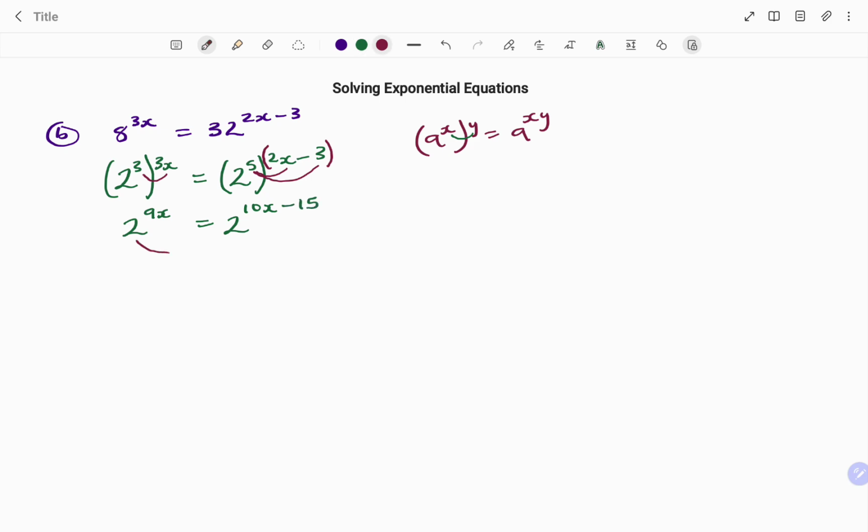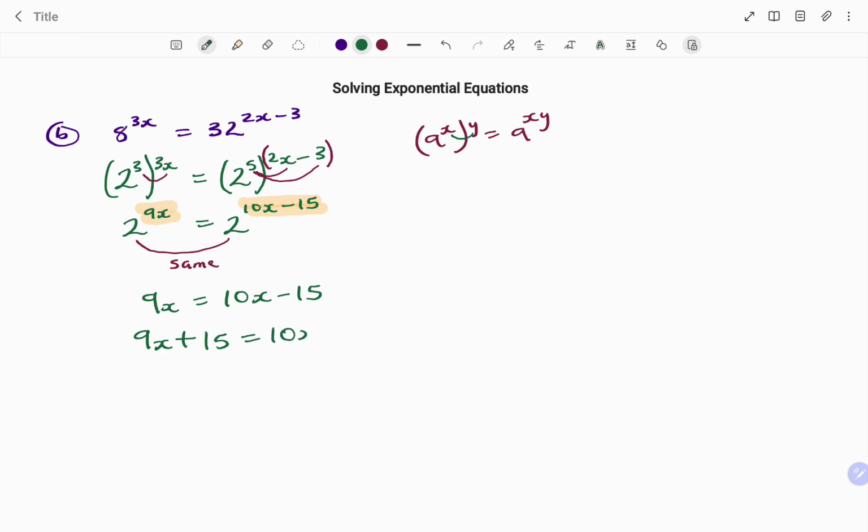Note that the bases are the same, therefore I'm going to equate the powers on the left and on the right. We have 9x equals 10x minus 15. Moving things around, I'll start by moving my 9x to the right hand side and moving my minus 15 to the left hand side. One step at a time. I start with my minus 15, so I have 9x. Because it's moving to the left hand side, once it crosses the equality sign, the sign changes. So from minus 15, I have plus 15.